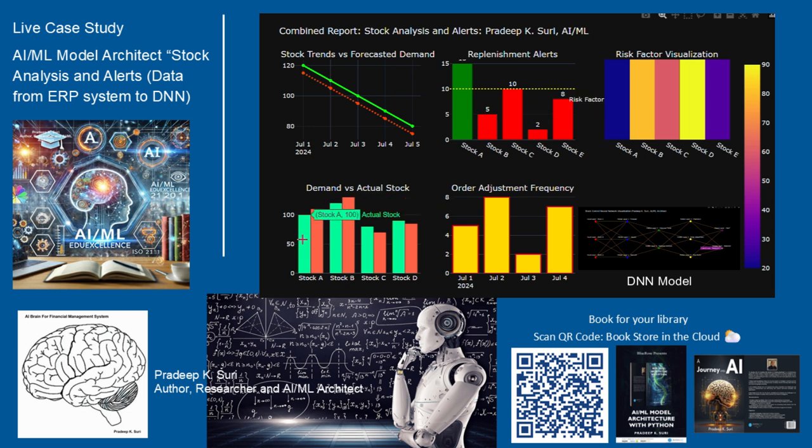Observations: stock A and E have the highest risk factors, likely due to their low stock levels and high demand. Stocks B, C, and D have lower risk factors, indicating a more stable supply situation.